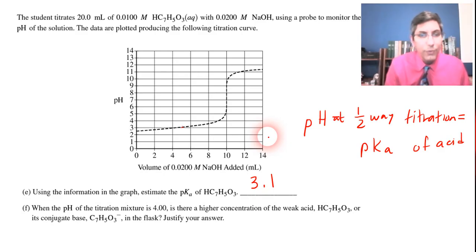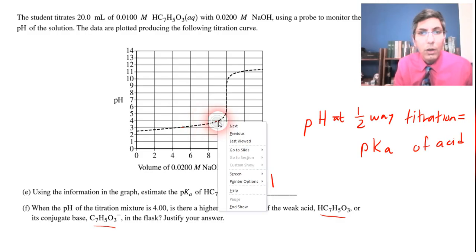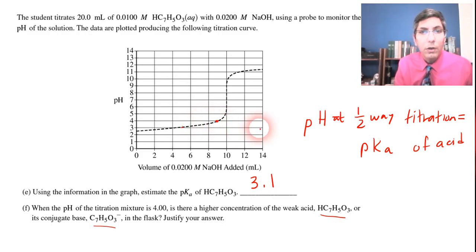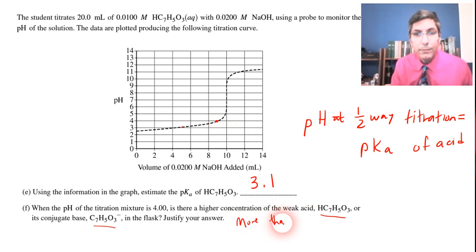Now, part F says when the pH of the titration mixture is 4, which predominates? Is it the salicylic acid or is it the salicylate, the conjugate base in the flask? And justify. Well, let's take a look at what's going on at pH 4. So here's pH 4 right here. And so as you'll notice, at pH 4, we are more than halfway.